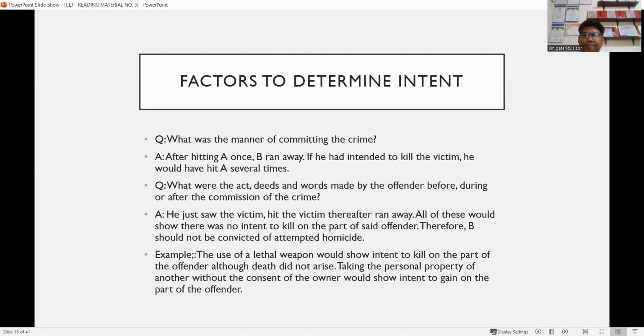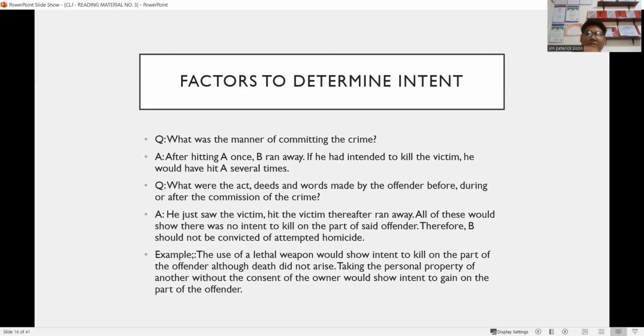Taking personal property of another without the consent of the owner would show intent to gain on the part of the offender. Like, you took the cellphone of your classmate without your classmate's consent. It is presumed that there's intent to gain on your part. Even if you return it, the crime of theft is already consummated.